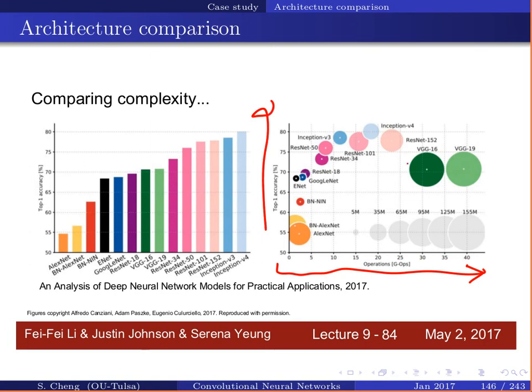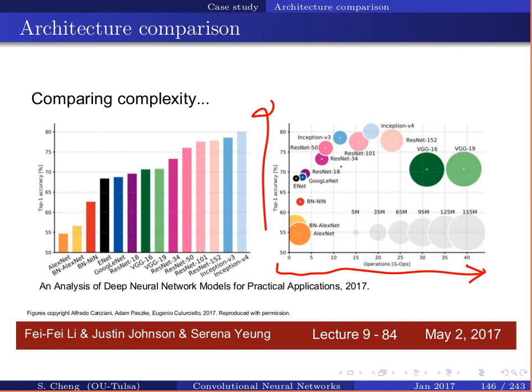And the size of this circle here is like the memory usage of the network. So you can see for VGGNet, it uses up lots of memory and also lots of computations. In terms of accuracy, it's doing okay, but it's not the best. GoogleNet is very efficient, using very little computation and also little memory.